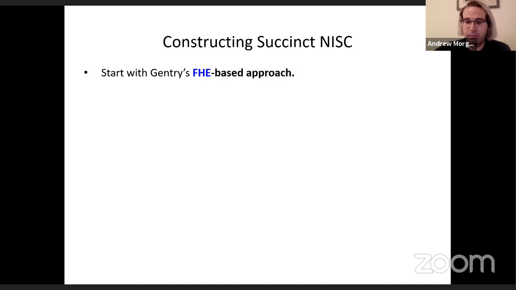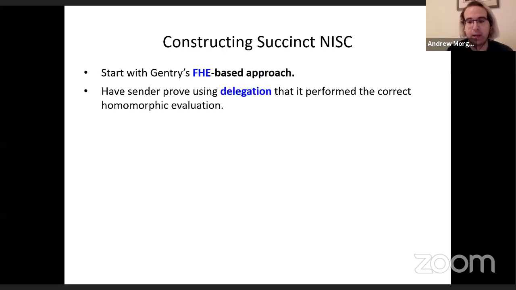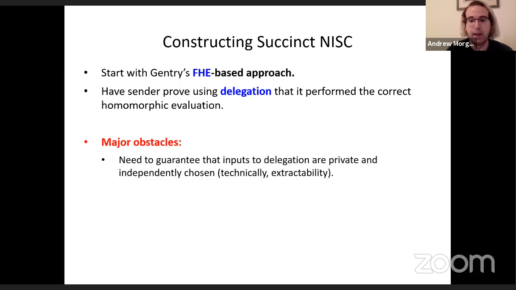So to briefly explain our construction, we start with Gentry's FHE-based approach, like I've already described, and rather than a ZK SNARK, we'll use the relatively lightweight delegation protocol to have the sender prove that it indeed performed the right homomorphic evaluation. This is succinct since delegation features a proof length and verifier running time polylog in its functionality's running time.